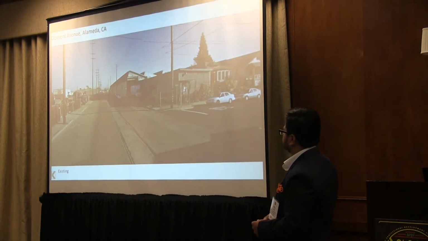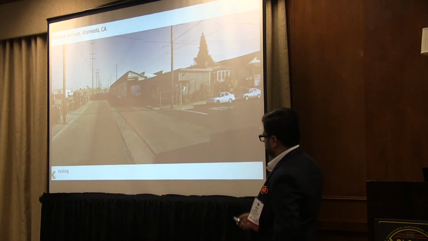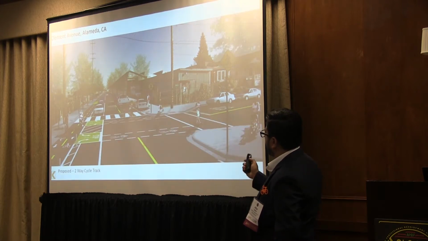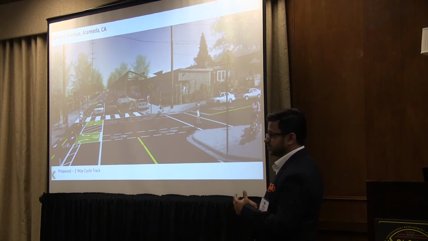And of course, the rendering showed the existing condition, where you have an old trolley track which is not used anymore, and then showed how the two-way cycle track would work at intersections, how people could get in and out of the cycle track along the cross streets, curb extensions and pedestrian facilities with street trees. It really illustrates the changes that can happen even while keeping the same curb lines and right-of-way lines.